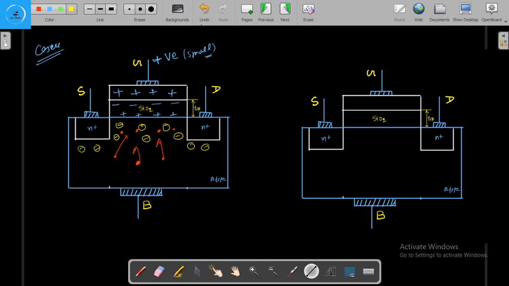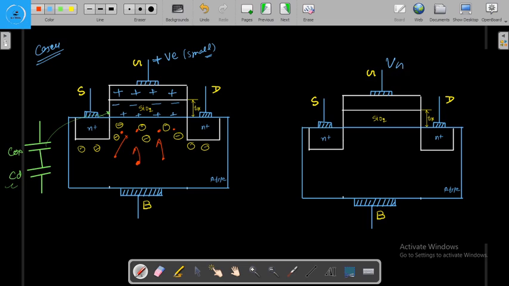Now here the capacitance will be equal to the series combination, this is COX, and this is the CD, right? Depletion capacitance, because the depletion region, the immobile charge, is present here, and there will be some thickness of this depletion region, and that's why the CD is present here, the depletion capacitance is present here.